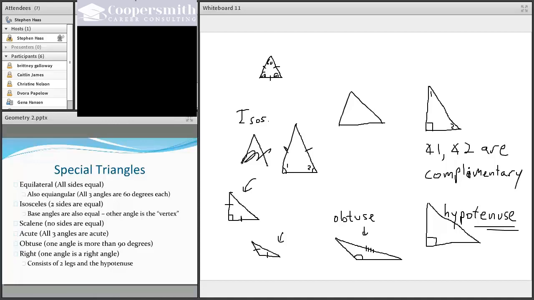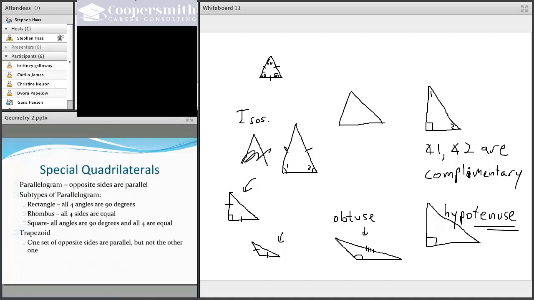Okay, those are some examples of various triangles, and we're going to come back to them. And every time we deal with one of these, I'm going to redefine it. So hopefully you remember this, but if you don't, that's okay too.